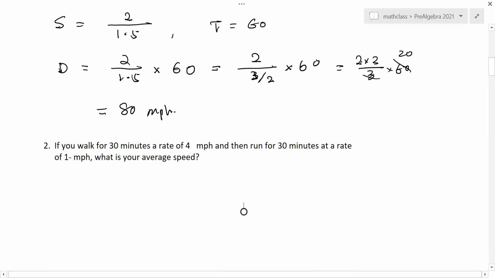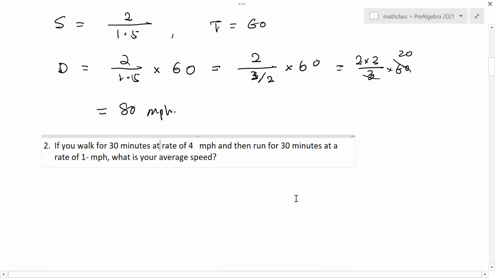If you walk for 30 minutes at the rate of 4 miles per hour, and then run for 30 minutes at the rate of 12 miles per hour, what is the average speed? No, it's not 1 mile per hour, it's 12 miles. What is the average speed?